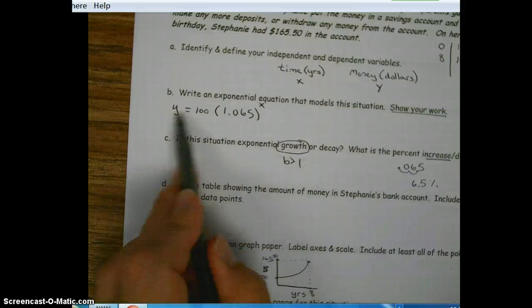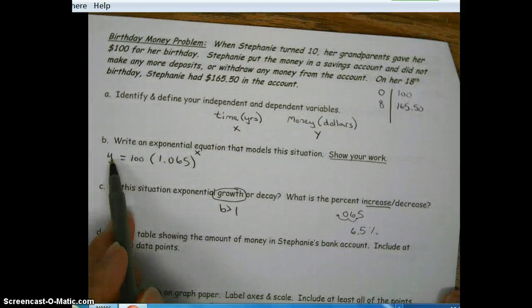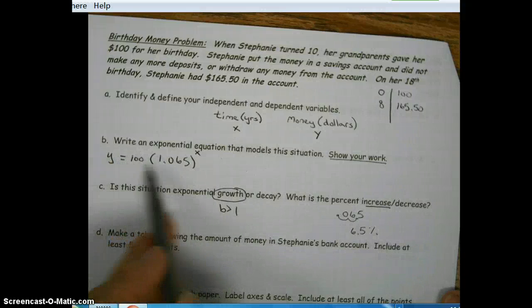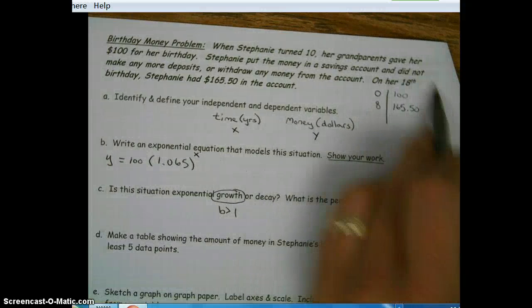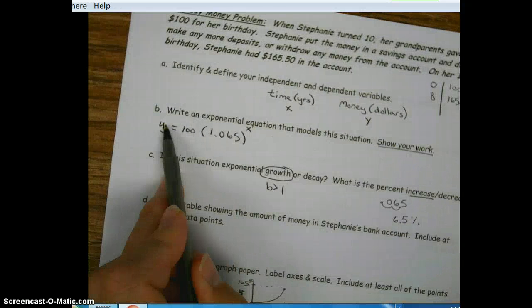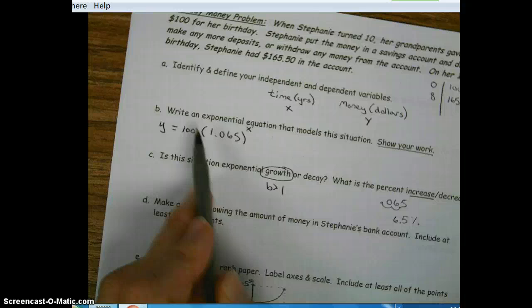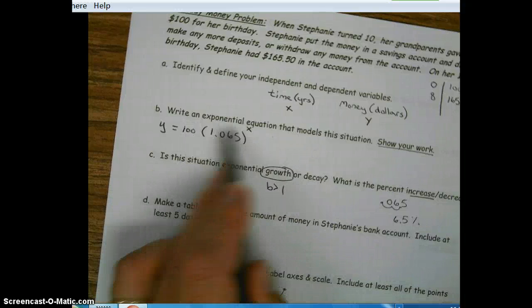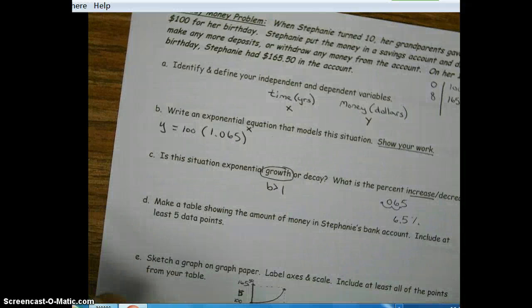Remember, to come up with this equation, you have to use 2 points on your exponential graph. 2 points. Plug in for y and x. Solve for a. Plug into the other equation. Solve for b.